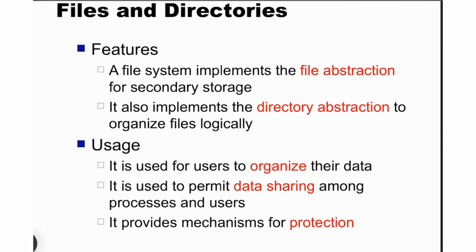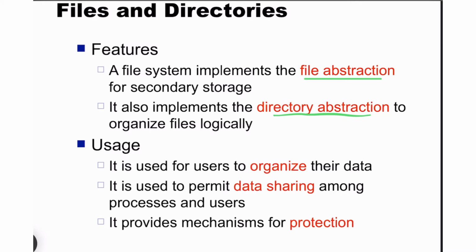So a file system implements the file abstraction for a secondary storage. It also implements the directory abstraction to organize the files logically. So sabi dito, this is a secondary storage. So it means that this is not our RAM, like we talked about previously in the lecture for our virtual memory.